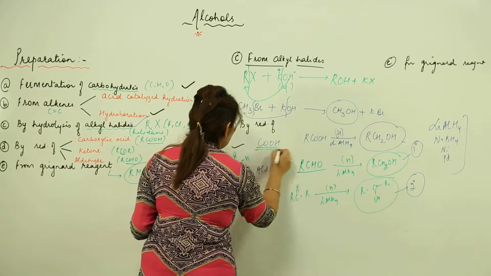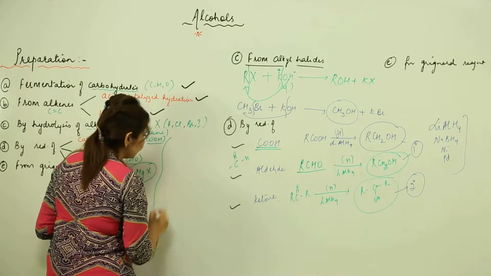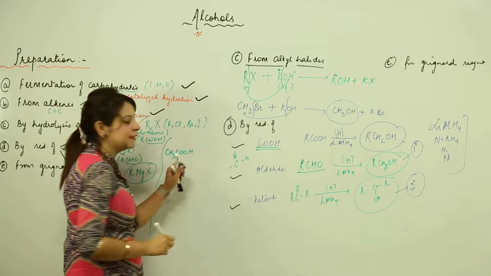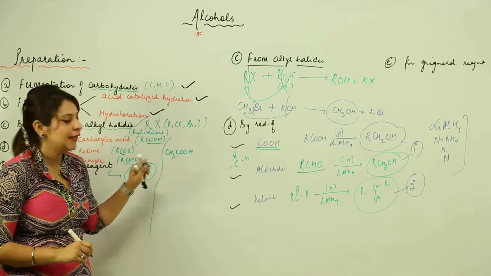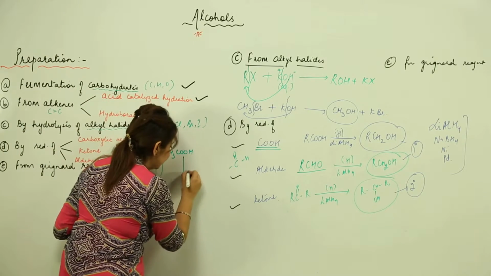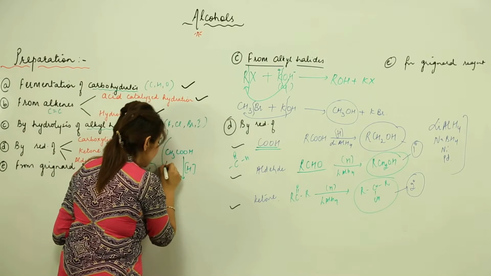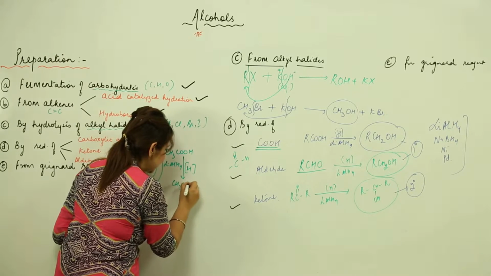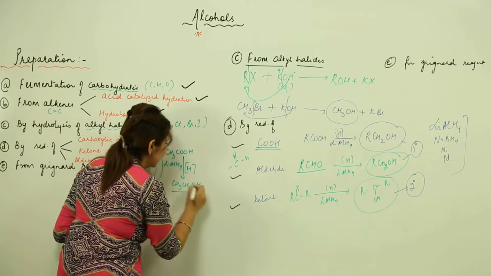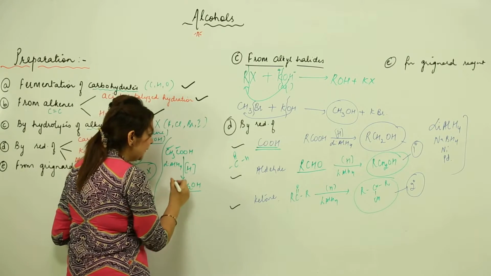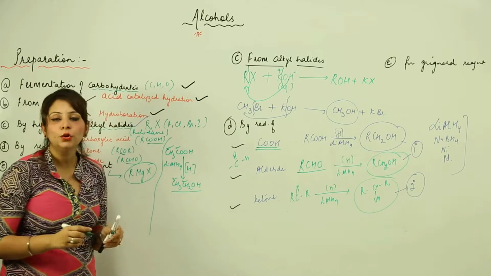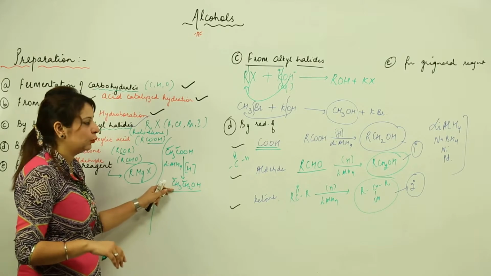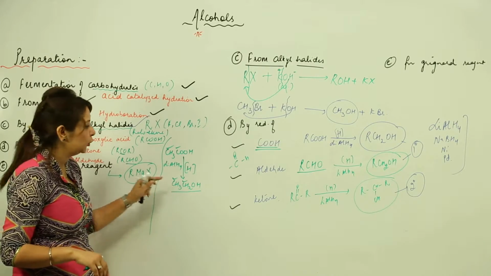So let's take this example. Let's say we have this CH3COOH. What is the name for this CH3COOH? It is ethanoic acid. So again I have to carry out a reduction, that means a hydrogen and a reducing agent. So what do I get? I get CH3CH2OH. As it contains 2 carbon atoms, obviously we are going to get the alcohol of 2 carbon atoms. So ethanoic acid is converted to ethanol.